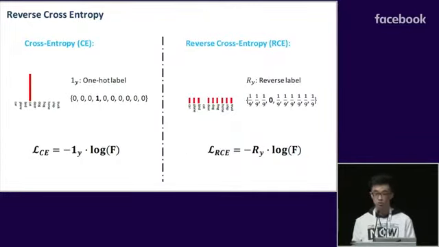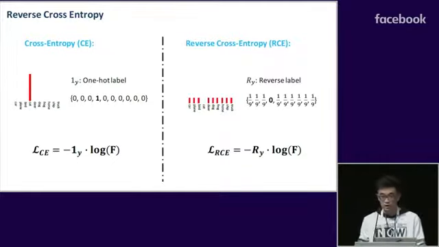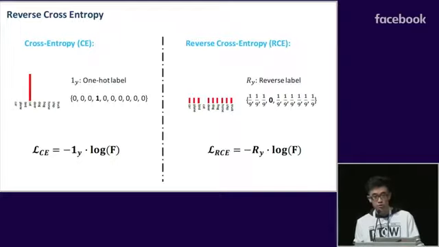So we first propose a new loss function named the reverse cross-entropy loss. The definitions of cross-entropy and reverse cross-entropy are very similar. The only difference is that in cross-entropy, we use the one-hot label to do the dot product. And in the reverse cross-entropy, we use the reverse label vector, which assigns 0 to the true label and assigns 1 over L minus 1 to other labels. For example, as shown in the right panel, where there are 10 classes, other labels are assigned 1/9.